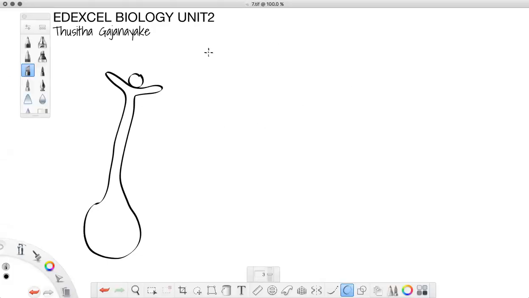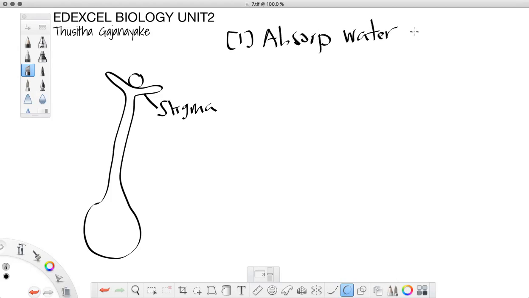Right, we start with stage number 1: the pollen grain is deposited on the stigma and absorbs water. After absorbing the water, the next event is called germination.